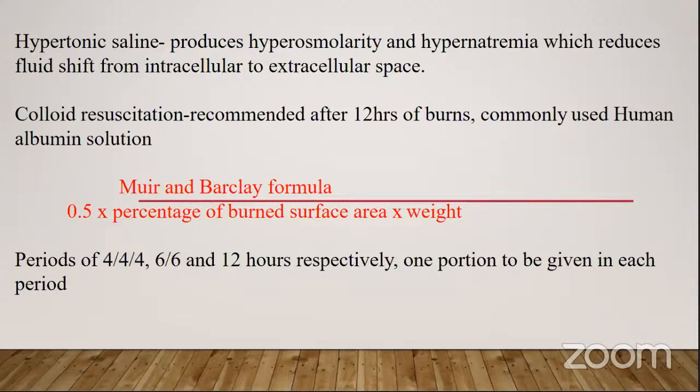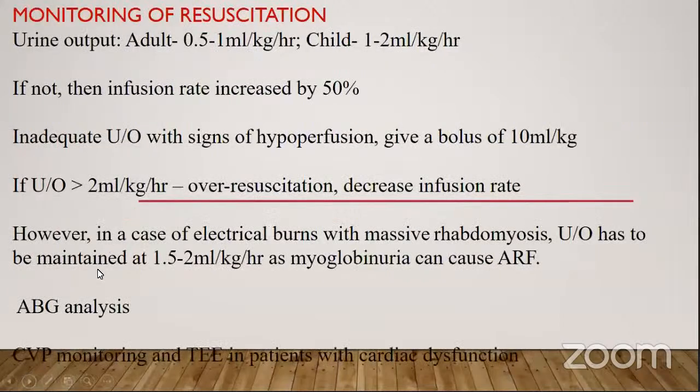It will be given 4 hourly in the first 12 hours, 6 hourly in the next 12 hours, and then the remaining portion for the next 12 hours. While these fluids are being given to burns patients, it is important to monitor the adequacy of the fluid being given. This can be done with urinary output. Any patient with a massive or severe burn should be catheterized and the urinary output monitored. Urinary output of 0.5 to 1 ml per kg per hour should be the aim in an adult.